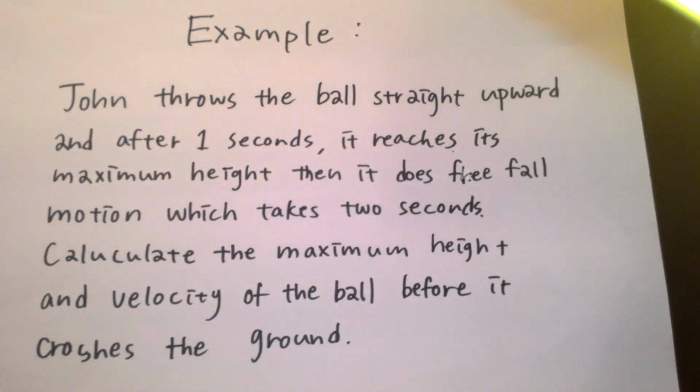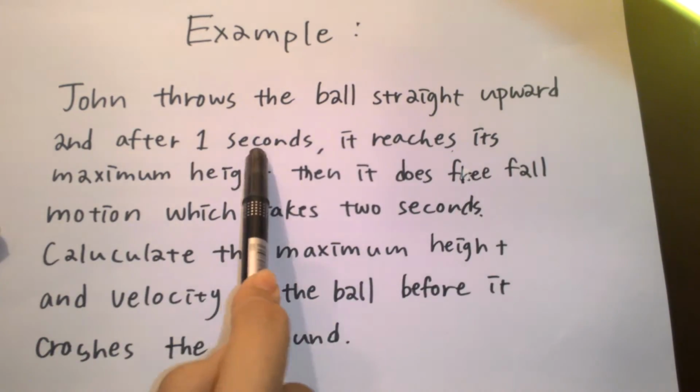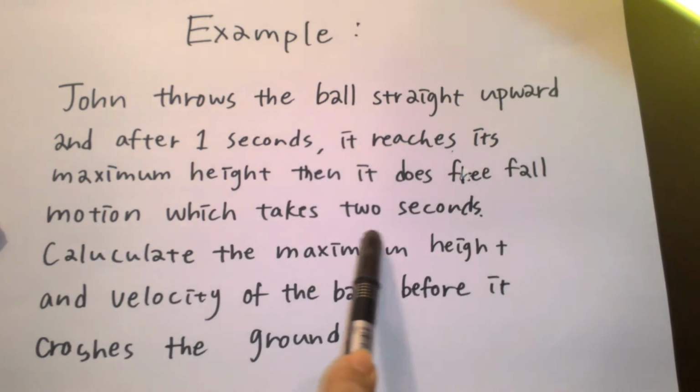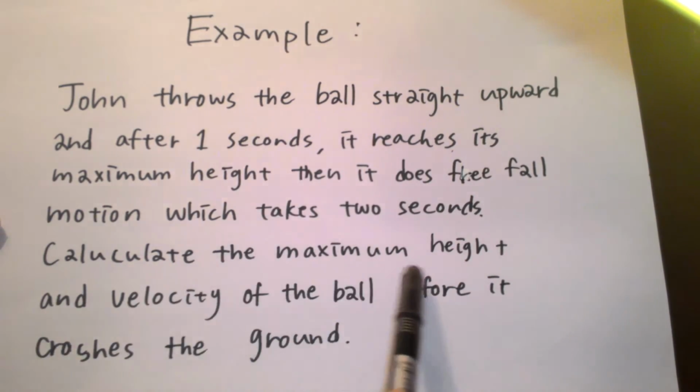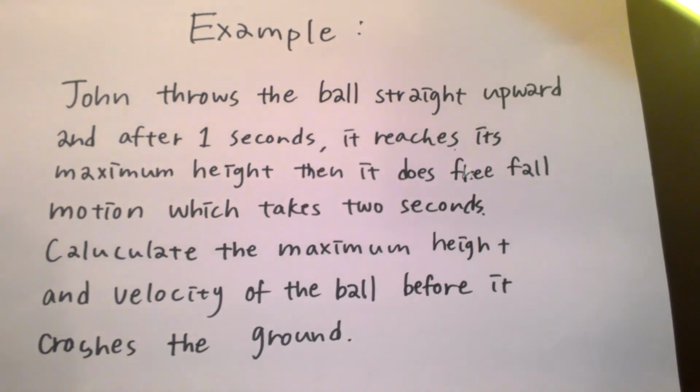I'd like to explain one example of free fall. Let's see. John throws the ball straight upward, and after 1 second it reaches its maximum height. Then it does free fall motion, which takes 2 seconds. Calculate the maximum height and velocity of the ball before it crashes on the ground. So first step, drawing.